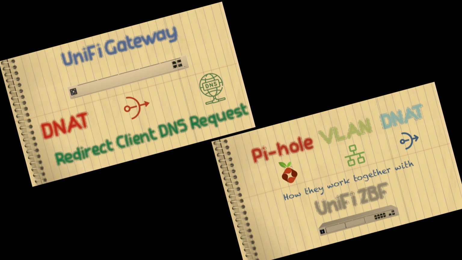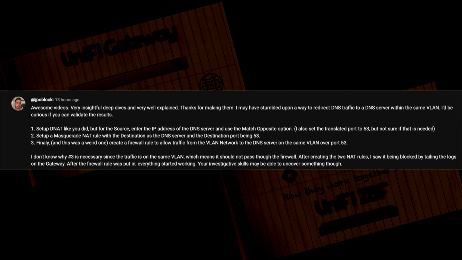In two of my previous videos, I mentioned the same thing, which is if you use DNAT to hijack your client's custom DNS requests, if you put your DNS server, for example Pi-hole, within the same VLAN as your client, the hijack will fail. Recently, I received a comment from Jeff, a viewer. He provided a working solution to the problem.